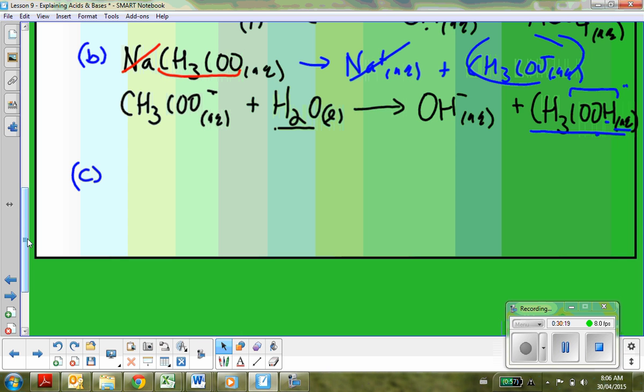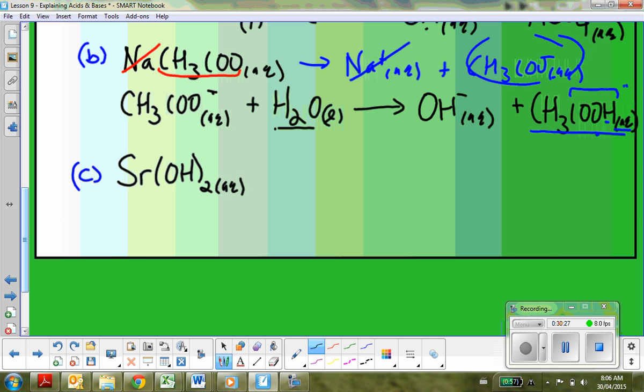Okay, so SrOH. Sorry, I don't know why I said negative. Okay, now, if you look at A and B, both of those compounds didn't look like bases. They didn't have OH in the formula, but this one looks like a base. You still have to react it with water. Okay, so I'm going to take this formula. Anyone notice anything about the formula? An ion that you could perhaps ignore?